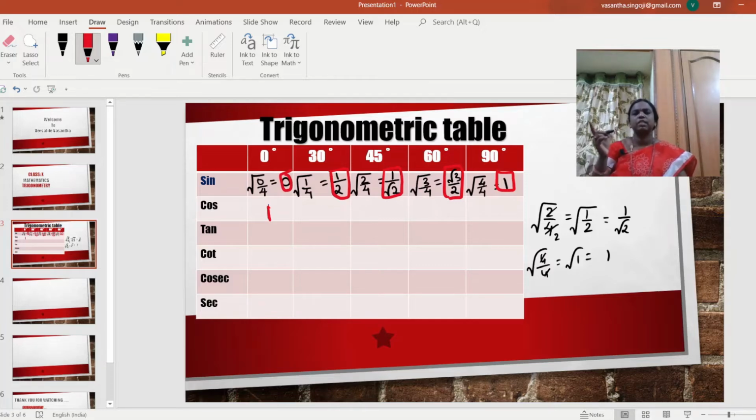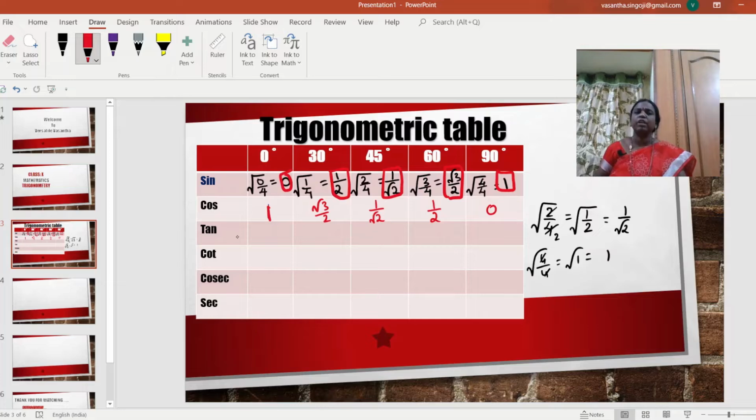Then for our sine 60, just go back and write in the reverse order. So this will become root 3 by 2 and this will remain as it is. So it will become 1 by root 2, and further we have cos 60 which will be 1 by 2 and we have cos 90 which will be 0 here. If you observe, it is just the reverse of what we got for sine.